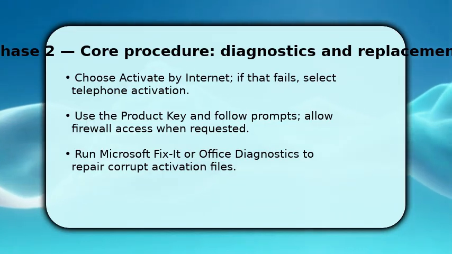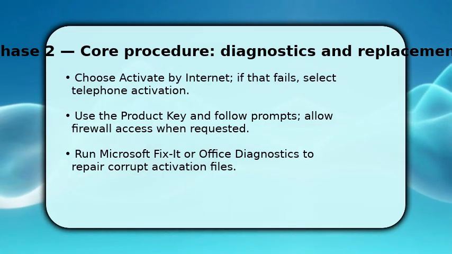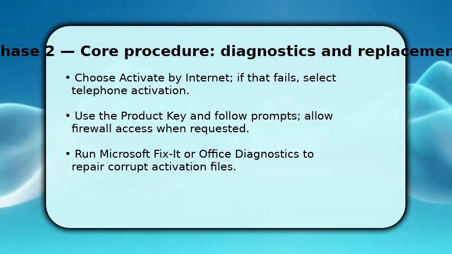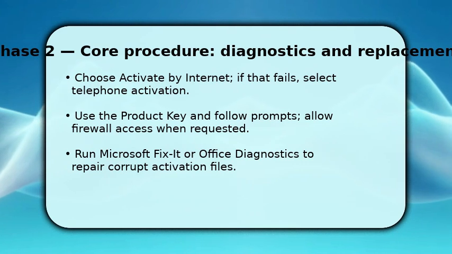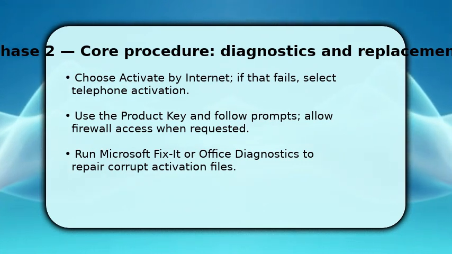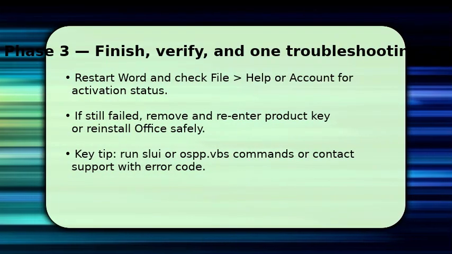If errors persist, run Office Diagnostics or the Microsoft Fix-It. These repair corrupt activation files and reset licensing components so activation can complete. To finish, restart Word and verify activation under File, Help, or Account. You should see Product activated.